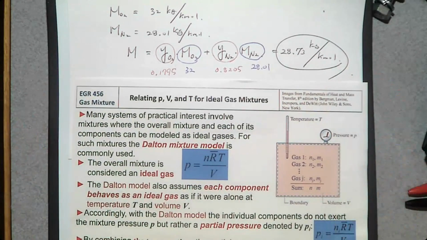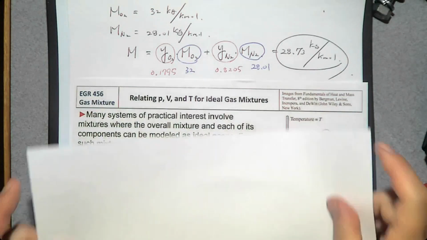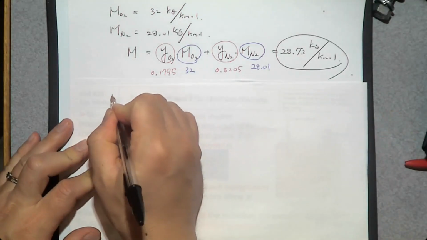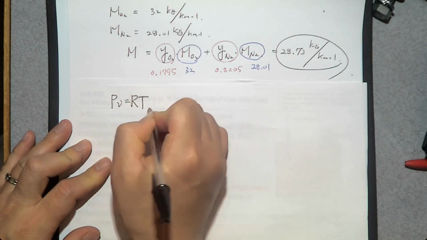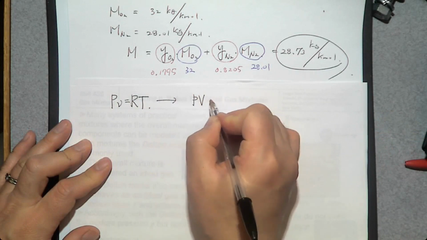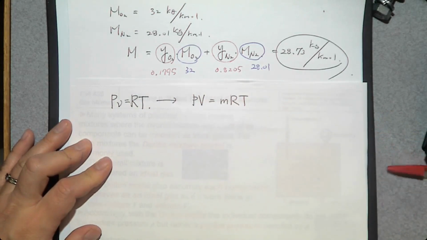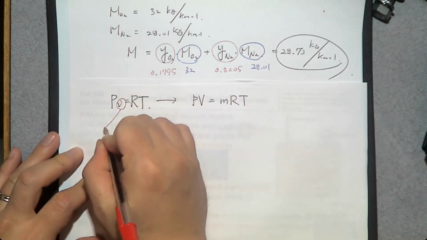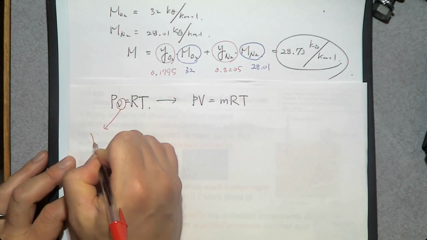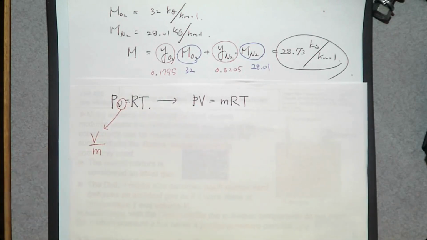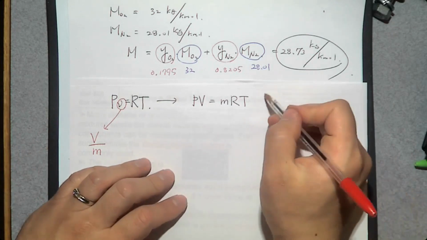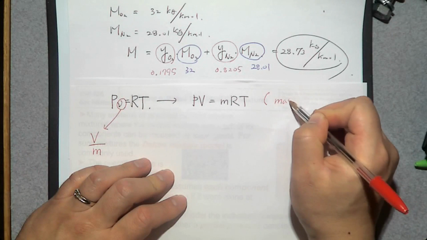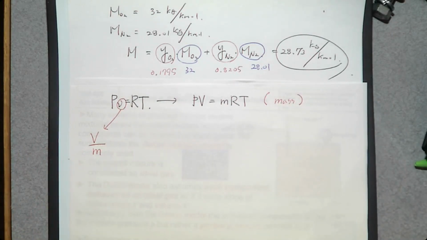Then let's study the ideal gas equation that we reviewed. So in thermodynamics one, we studied the ideal gas equation of state, which is Pv is RT. In other words, PV is mRT. You all know this lowercase v represents specific volume, which is actual volume divided by mass. So this is the ideal gas equation on a mass basis.